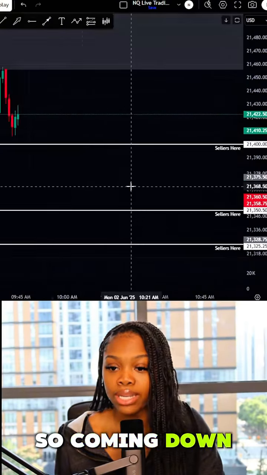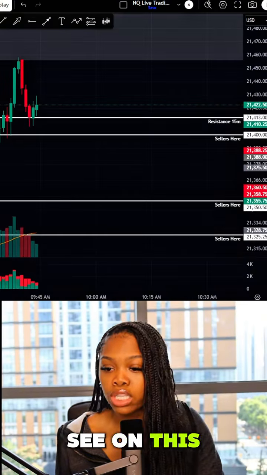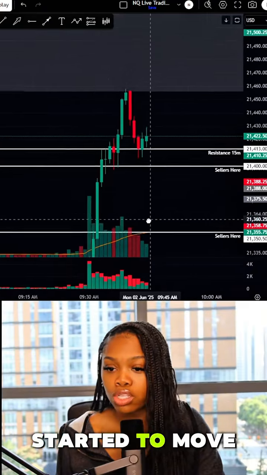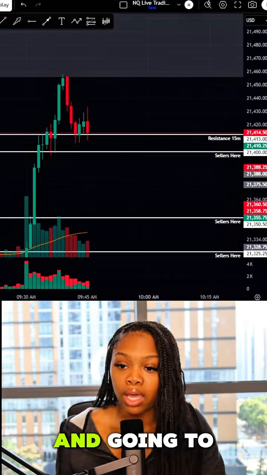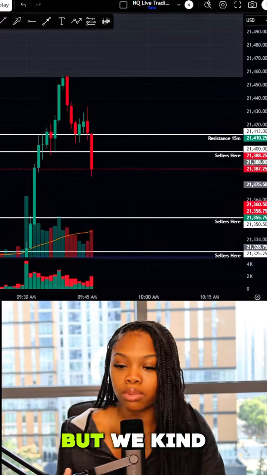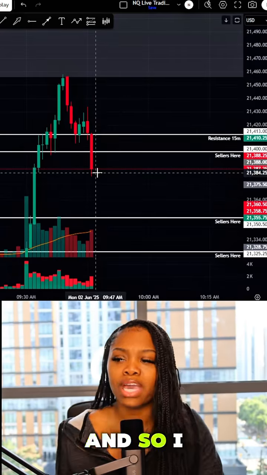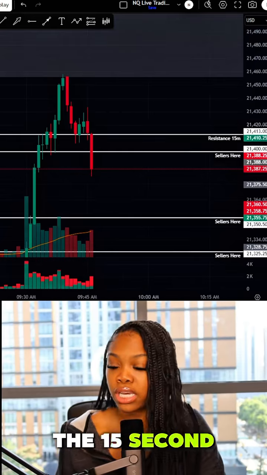So coming down to our lower time frames, as you can see on this 1 minute, as we started to move down closer to 400, I was waiting for the break to get into shorts, but we moved down pretty aggressively. And so I wanted to wait for a retest. This is where the 15-second chart is going to come in.